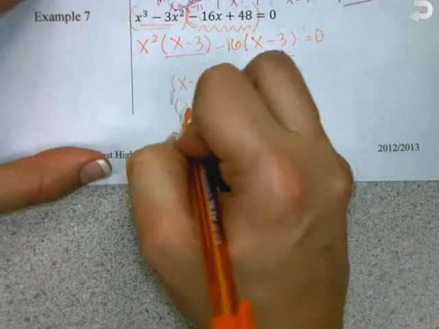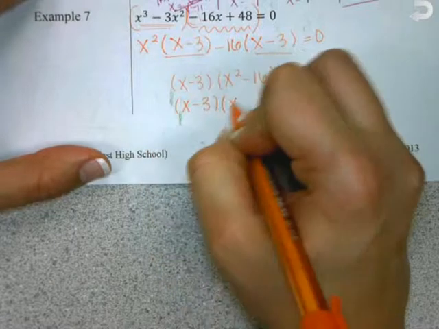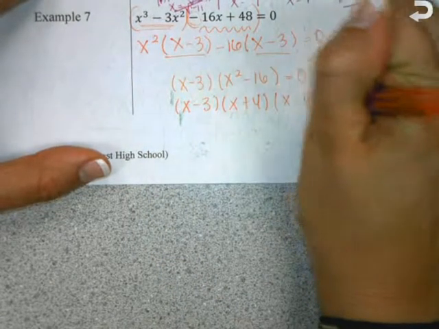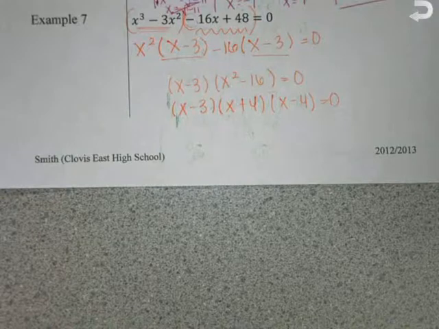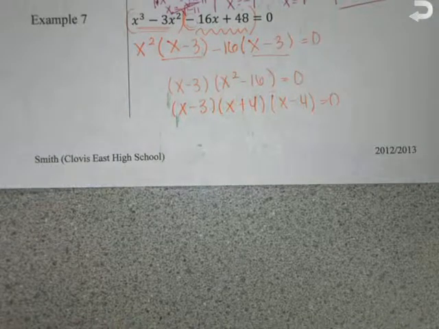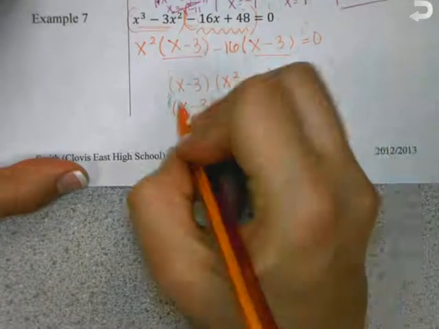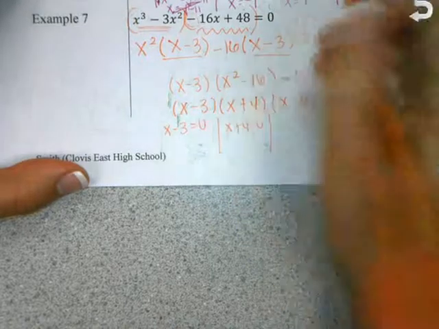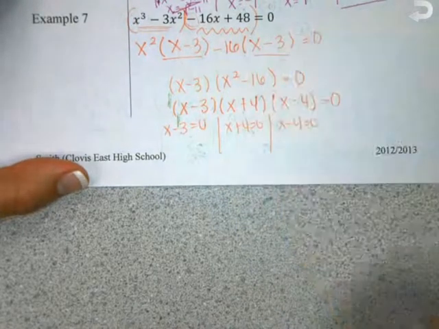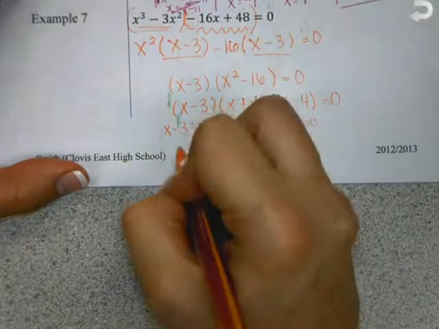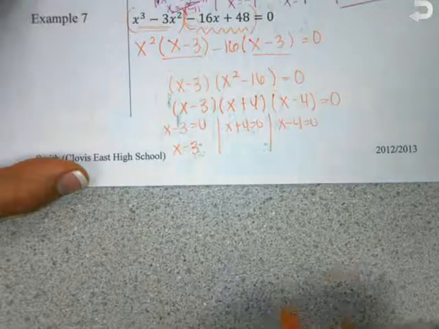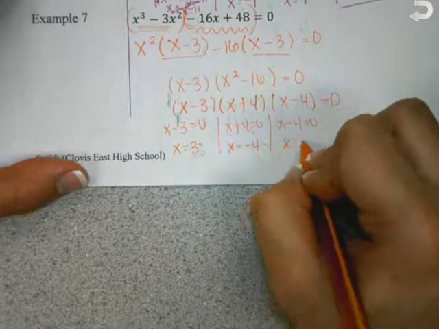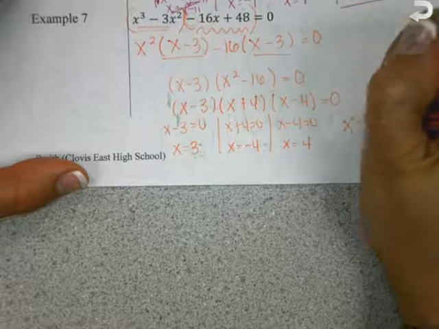How many factors do I have in this problem? 3. So we set each one equal to 0. And we solve each of those. So in this one I get x equals positive 3, x equals negative 4, and x equals positive 4. So my answer is 3 plus or minus 4. You could also list out positive 4, negative 4. That's okay as well. Okay?